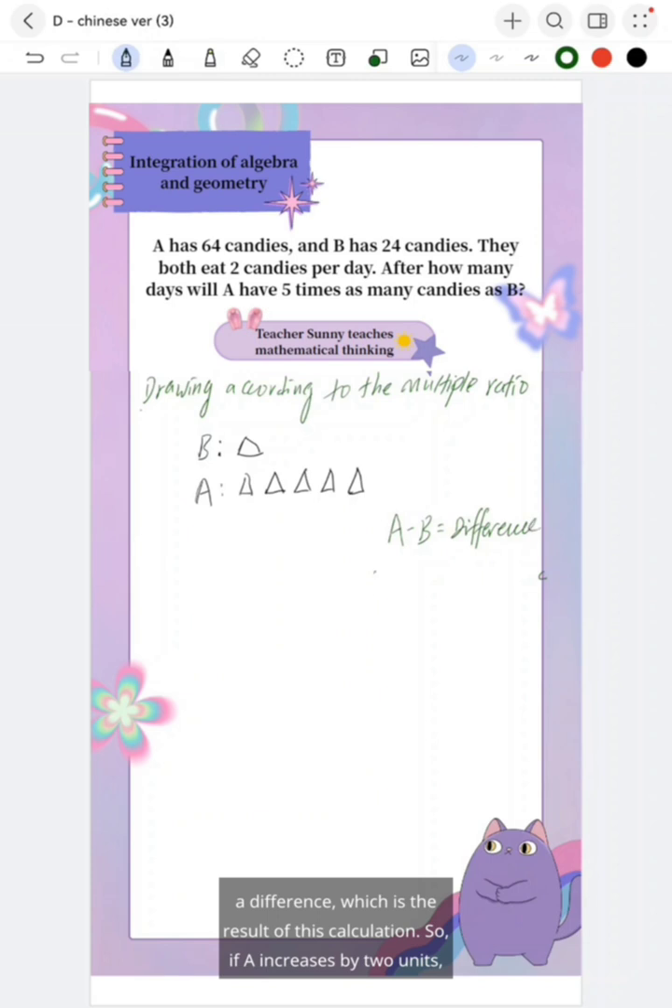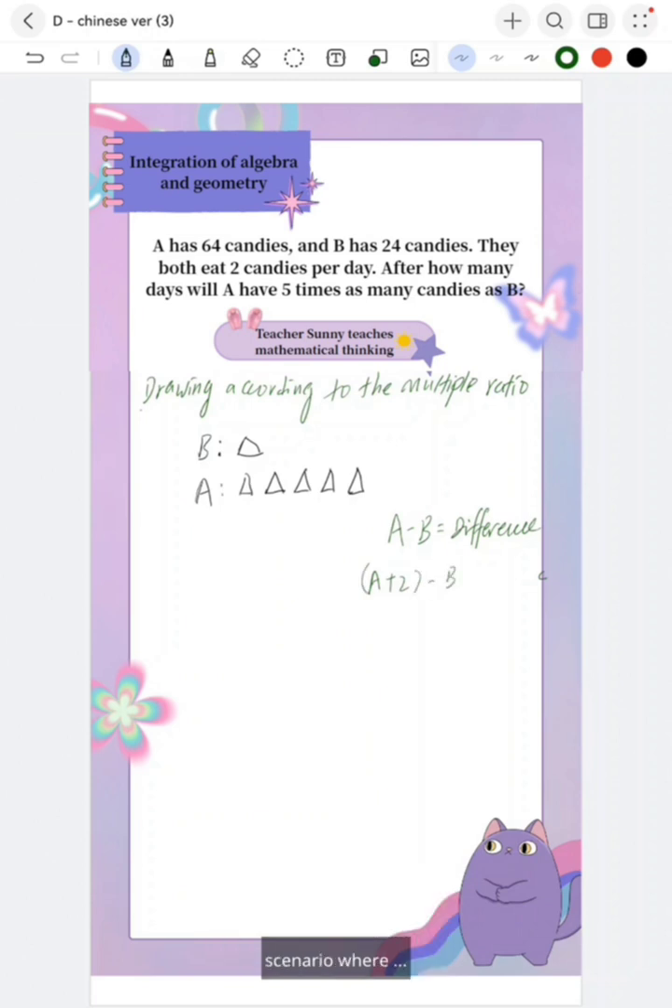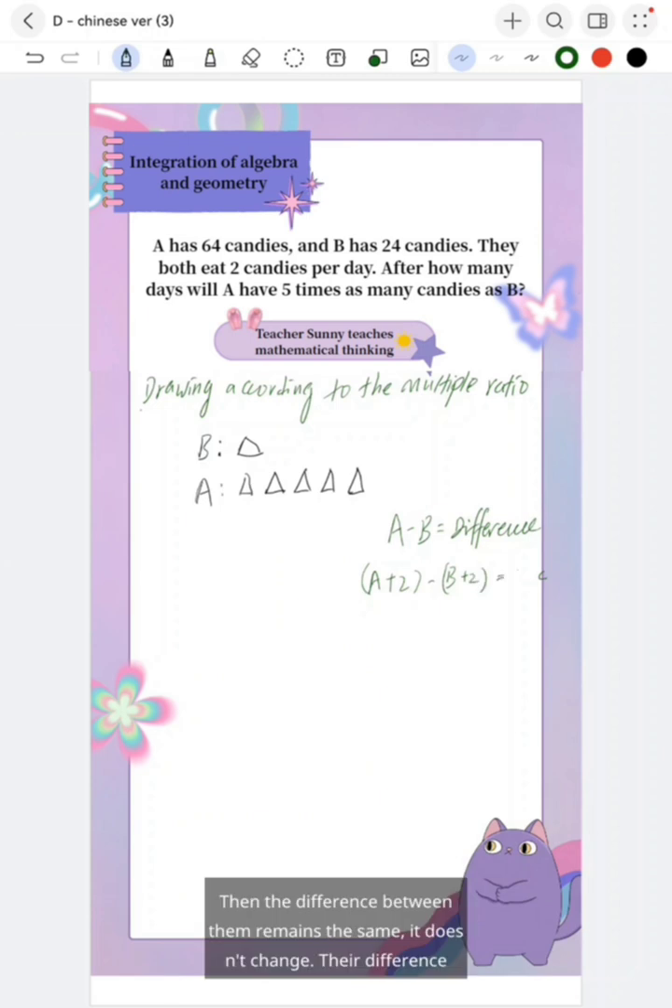So if A increases by 2 units, and at the same time B also increases by 2 units, then the difference between them remains the same, it doesn't change. Their difference stays the same. Okay, similarly, if A decreases by 2, and B also decreases by 2, then their difference also remains unchanged. It also stays the same. This is called the difference remains unchanged when both increase or decrease by the same amount. So it's the same situation here.